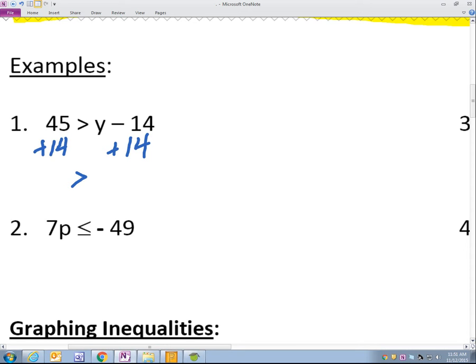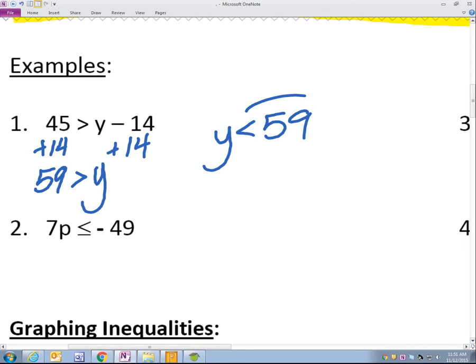I'm going to drop down the inequality. So write this down as I write it down. So I have 45 plus 14 is 59. And now I just have y by itself over here. It's going to come in handy for a trick that I want to show you later. You see how the arrow is still pointing at the y? This is the same thing as this. Because 59 is greater than y is the same thing as saying y is less than 59.